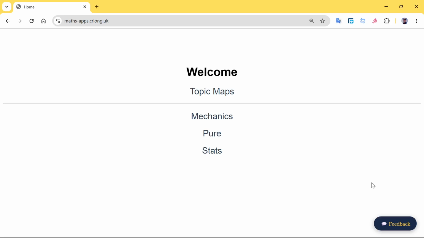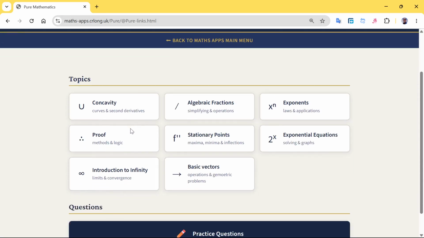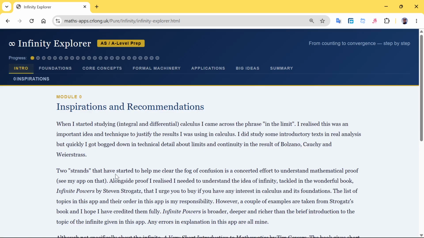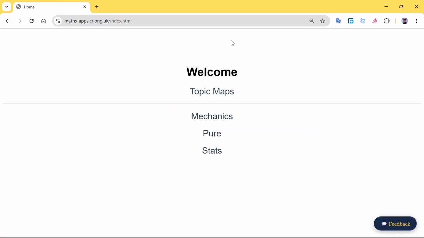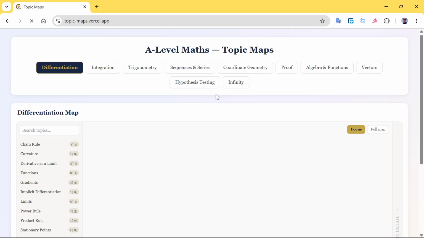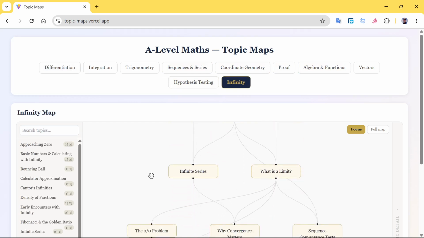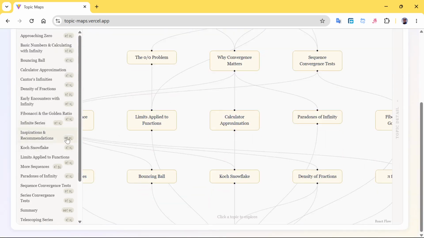To navigate to the Infinity app, put the Maths app URL in your browser address bar, click on Pure, and then on the menu will be a link to the button for Introduction to Infinity. The alternative way is to go via the topic maps here, and there will be a button to Infinity up here, and either from the topic map you can select a particular topic, or from the alphabetical list here.